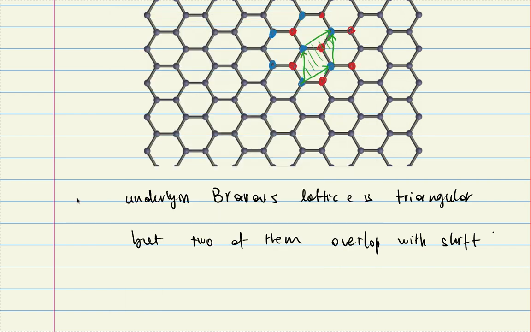Good. So the coordination number in graphene, coordination number Z. What is Z for graphene? Look at this atom and how many nearest neighbors does it have? Three. Z is 3.